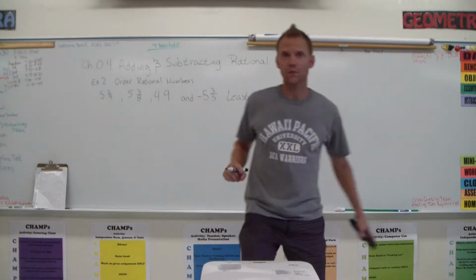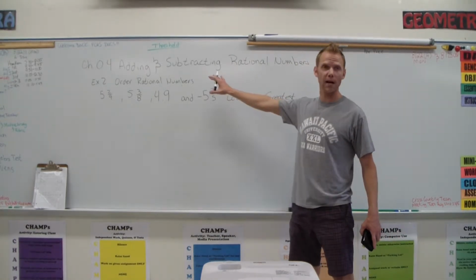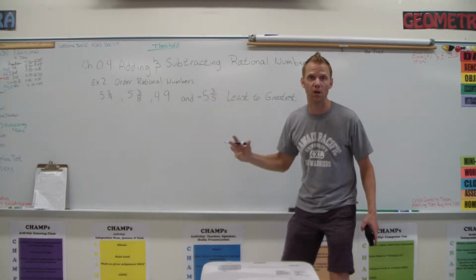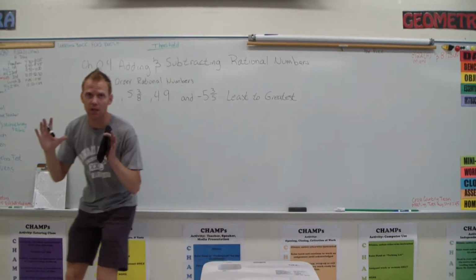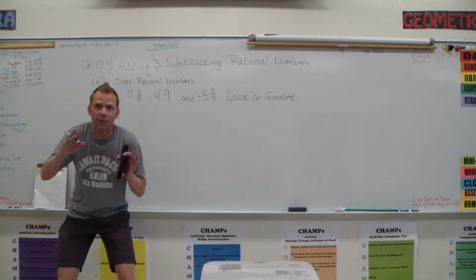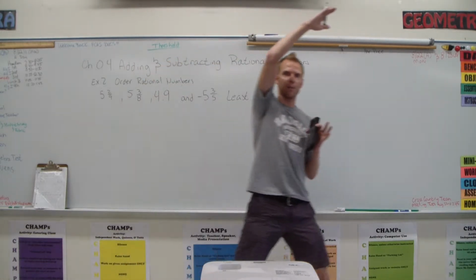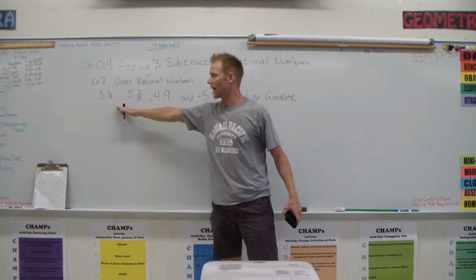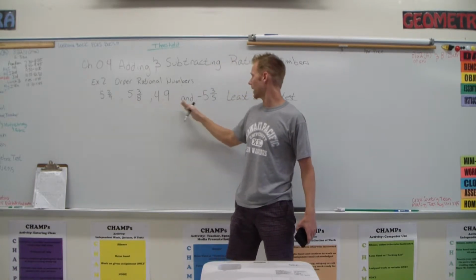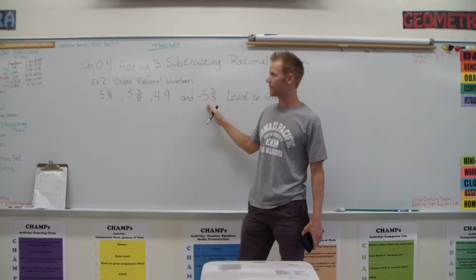All right, this brings us to example 2. We're going to order rational numbers. We're going to put them in order from least to greatest. So we want the smallest numbers here, second biggest, third biggest, all the way to the biggest number on this side. So here we go. Notice that we have 5 2/9, 5 3/8, 4.9, and negative 5 3/5.